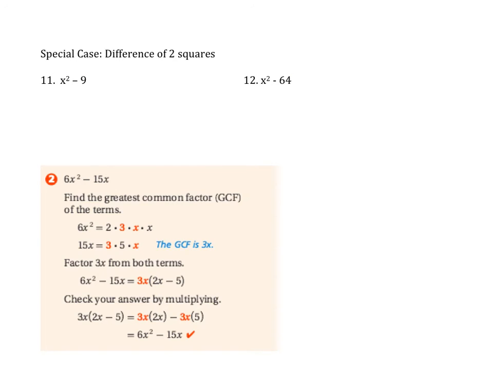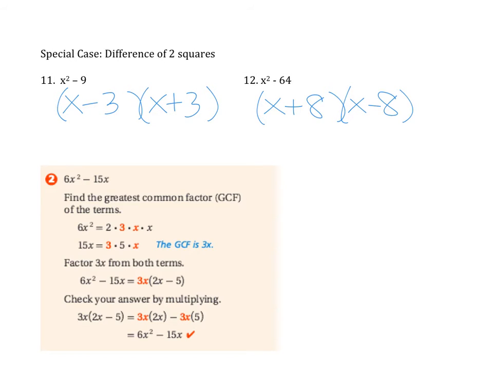This page is a special case, a difference of 2 squares. And hopefully you recall that a difference of 2 squares is a plus and a minus. And you just take the square root of 9, which is 3. Square root of 64, 8.